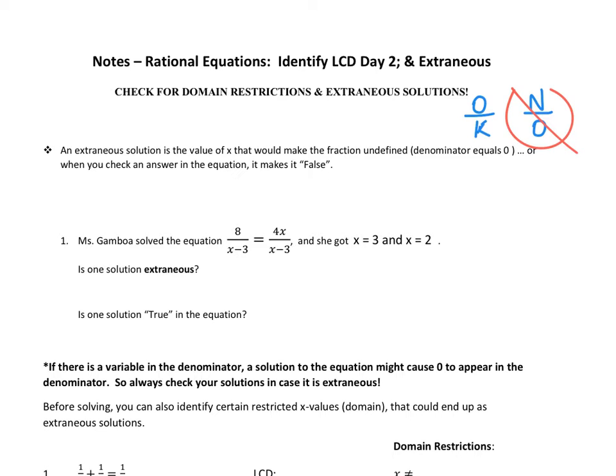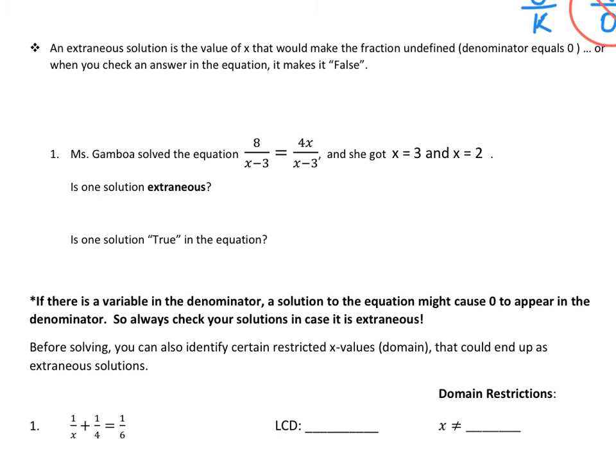All right, then another way that we've seen extraneous is when we plug an answer that we get after solving into the equation, and it ends up being false. Like it doesn't make a true equation. It's not equal on both sides. All right, so let's check this out. First, just straight up extraneous. We're not talking about how to solve yet, so let's just say Ms. Gamboa solved this equation. We'll learn how later. And let's just suppose I got these two solutions, x equals 3 and x equals 2, as possibilities. They could both be solutions, they could both be extraneous, or maybe only one of them is.